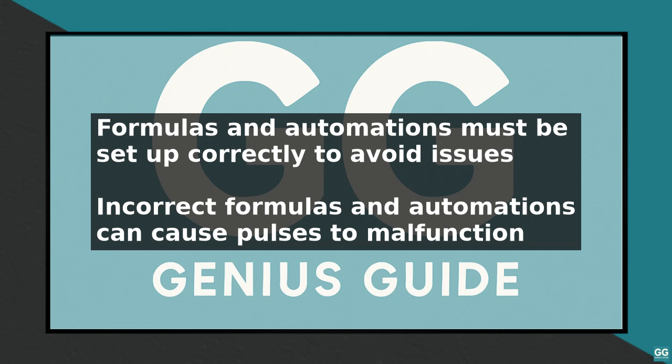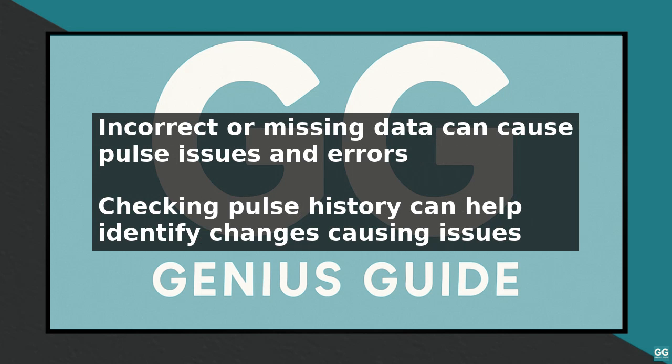Next, check the pulse's formulas and automations. Formulas are used to calculate values based on other pulses, and automations are used to perform actions when certain conditions are met. Make sure that the formulas and automations are set up correctly and that they are not causing the issue. Another common cause of pulse issues is incorrect or missing data. Check that all required fields are filled in and that the data is accurate. You can also use the pulse's history to see if there have been any changes made to the pulse that could be causing the issue.